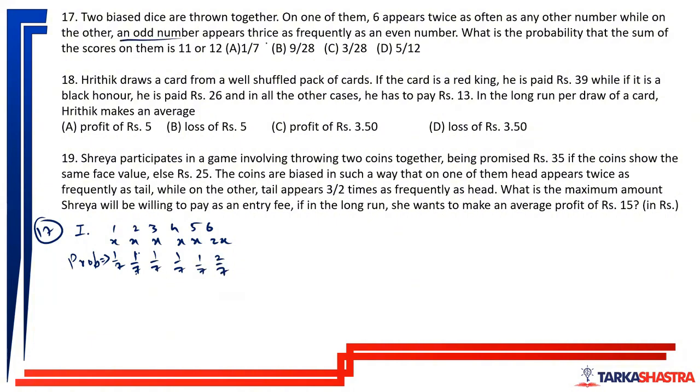An odd number appears thrice as frequently as an even number, while on the other, an odd number appears thrice as frequently as the other one.